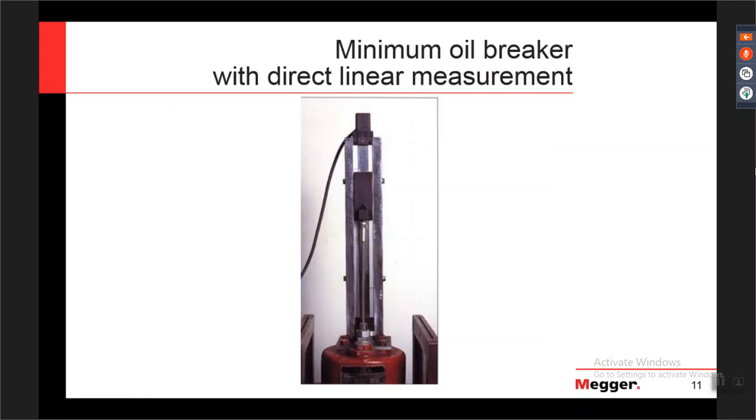Next example was with the oil minimum breaker. This is an old medium voltage breaker. It's the same principle actually, but here there is also a hole in the top, and you can put the rod down in that hole, and there are threads in the main contact. So this is a one-to-one measurement of the contact motion.